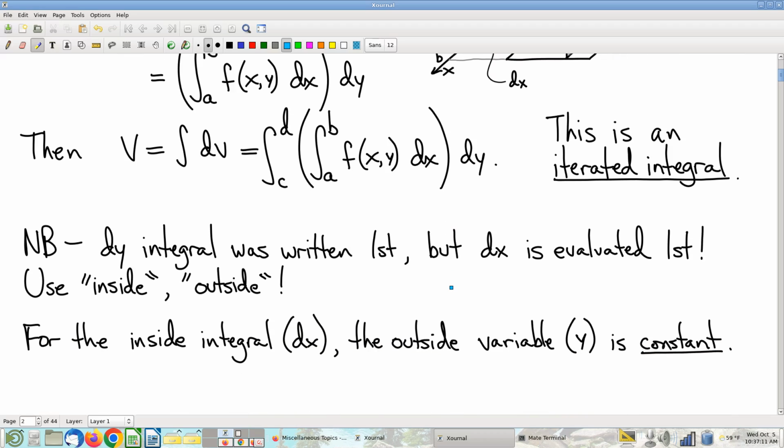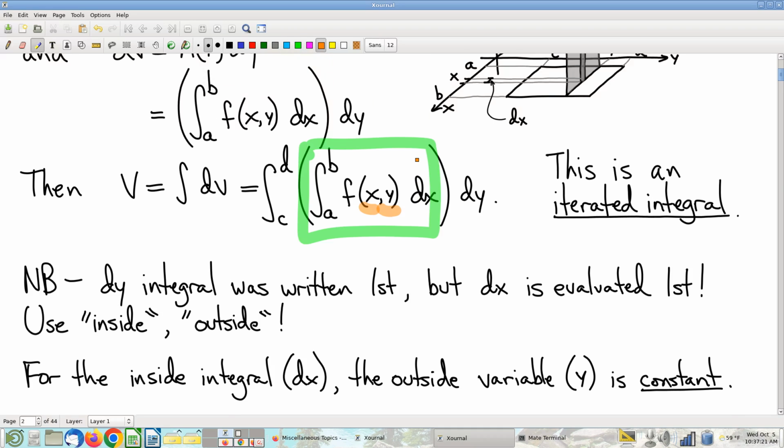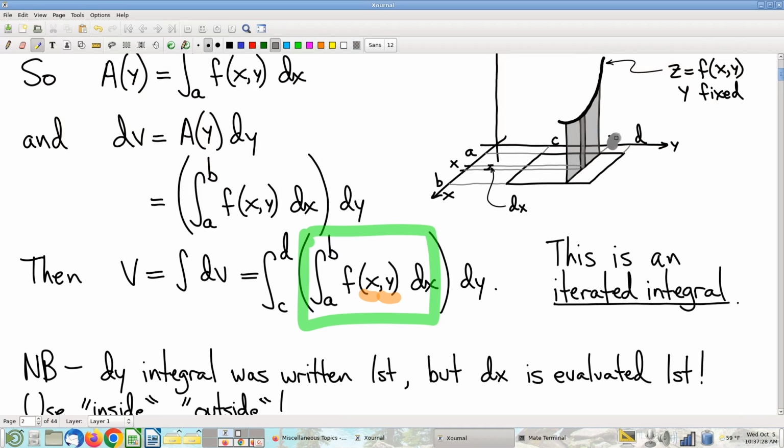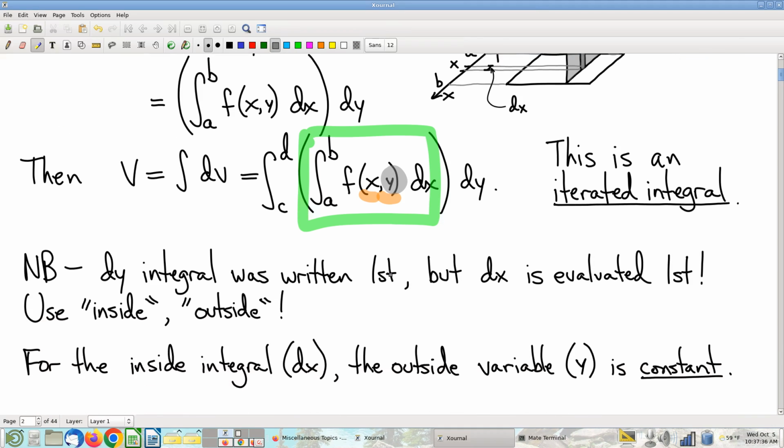Keep in mind as well, now it's tempting, again, to look at this inside integral and think that you have a function of two variables. Again, very importantly, you don't. We've already talked about this part, that y is fixed and therefore to be treated as a constant for the purposes of the inside integral there.